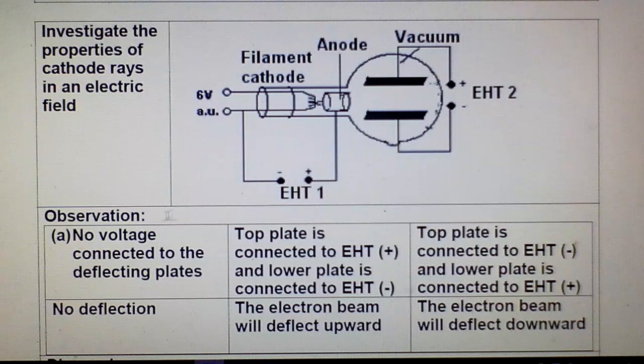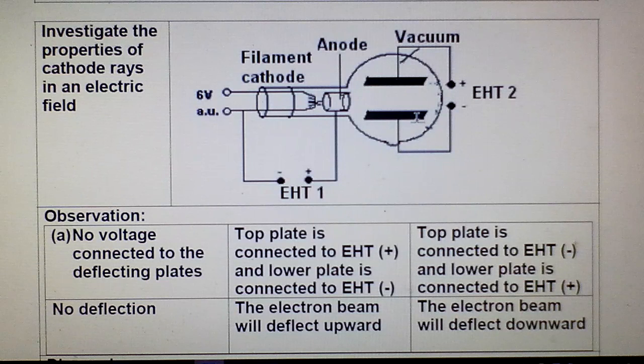For the observation, no voltage is connected to the deflection plates, meaning we switch off this part. So no voltage to this one, it is neutral. So no deflection. The cathode ray will travel in a straight line and hit the screen. Okay, next, the top plate is connected to positive. We switch on the power supply. The top one is connected to positive, meaning this plate is positively charged. This plate is negatively charged.